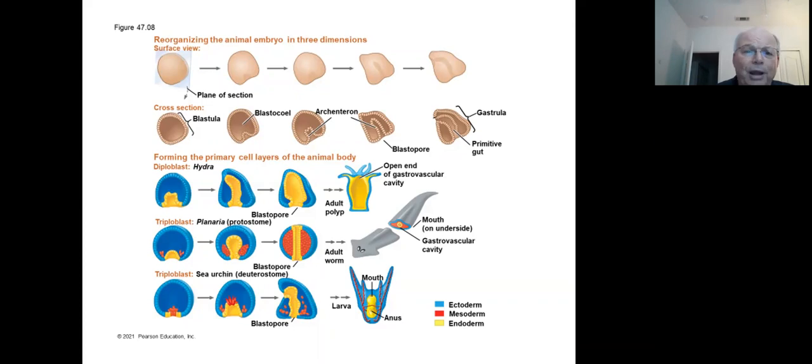But when we go to the bilaterals, we also recognize that there are two different groups of bilaterals, one of which is a valid clade, the so-called deuterostomes, and one which is no longer considered to be a valid clade, the protostomes.